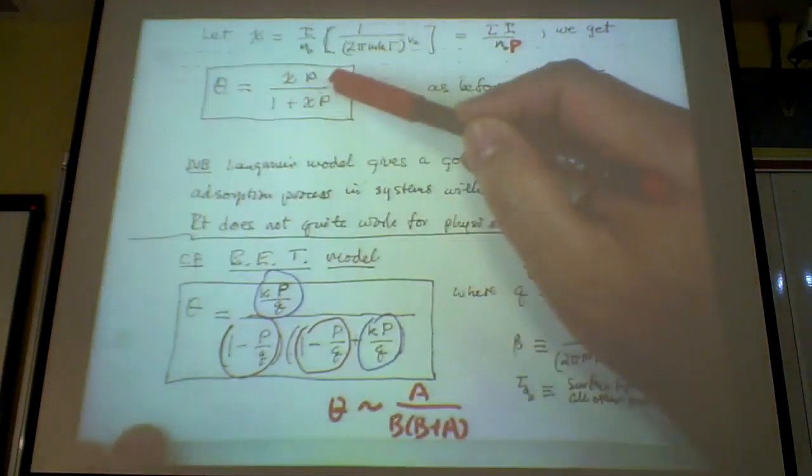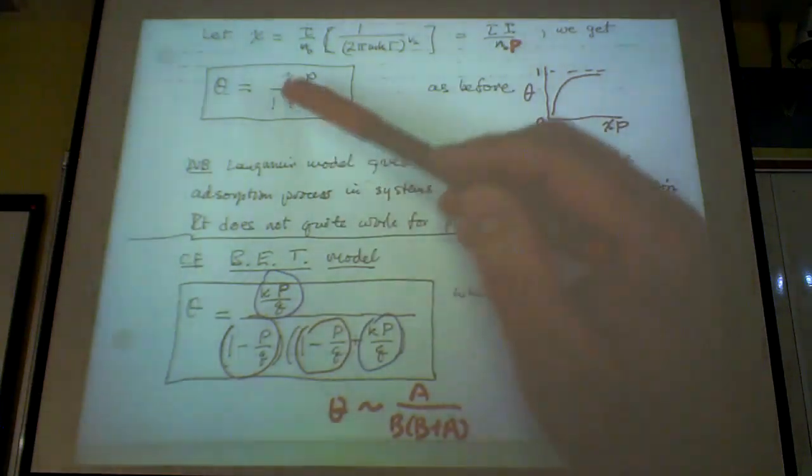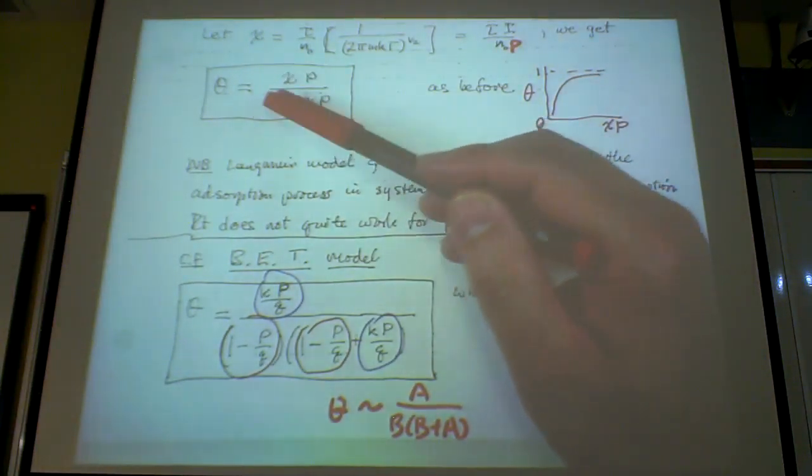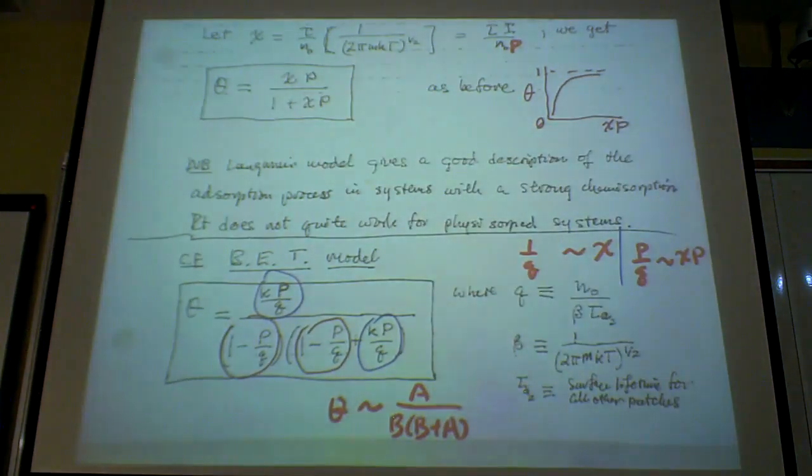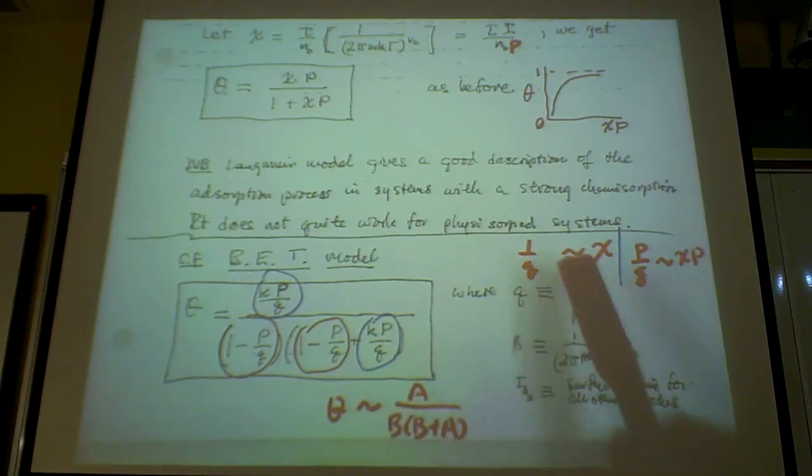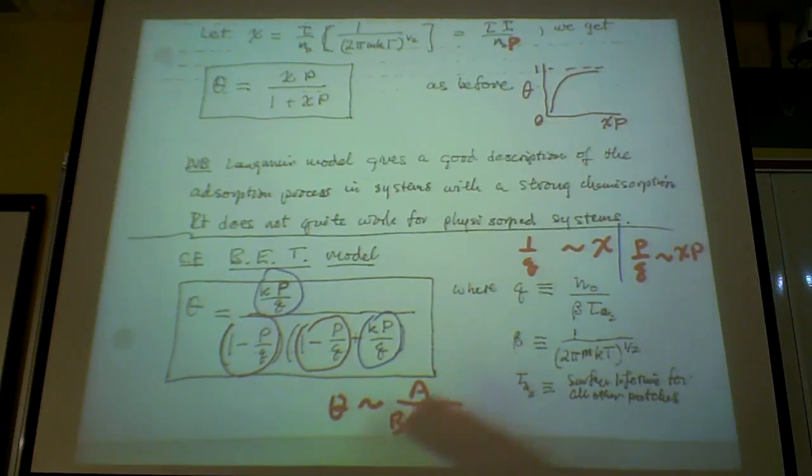This is my Langmuir model. My theta is partial pressure over 1 plus my partial pressure, right? My mole fraction times total pressure is my partial pressure. Look at this BET model, right? The BET model can be written as something like this. It's kind of like A divided by B plus A.